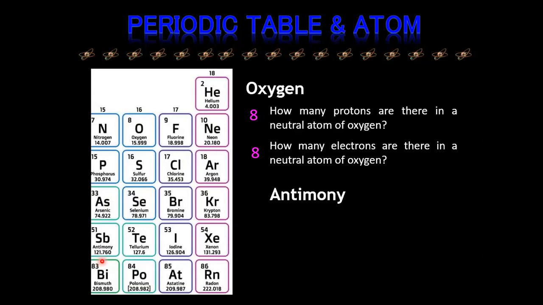Now let's just answer the same two questions. How many protons are there in a neutral atom of antimony? Well, let's see. It's 51 protons. And how many electrons are there in a neutral atom of antimony? Of course, it's 51 electrons. If it's neutral, then the number of protons and the number of electrons has to be the same. All right?